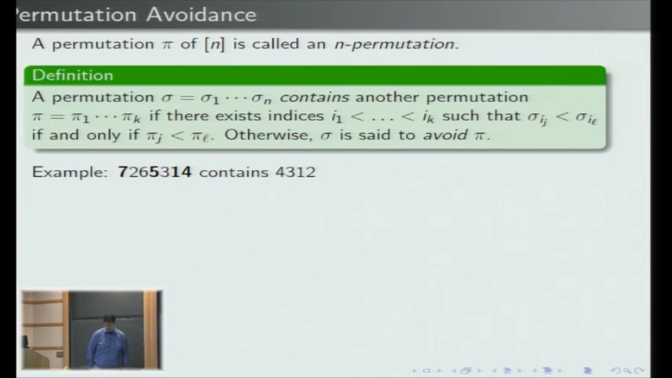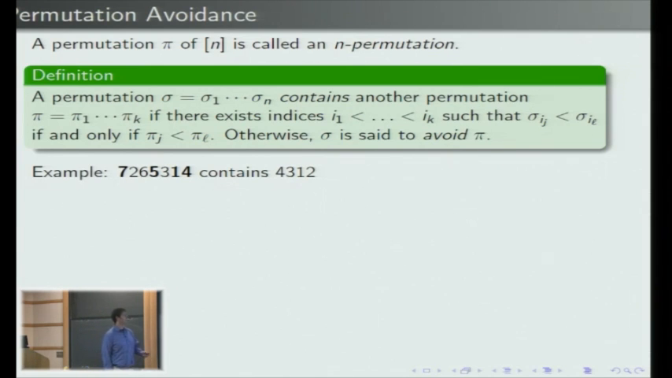And we need the concept of permutation containment. A permutation sigma contains another permutation pi if there's a subsequence of sigma that has the same order as pi. Otherwise, you say that sigma avoids pi. So let's see an example so we understand this definition.